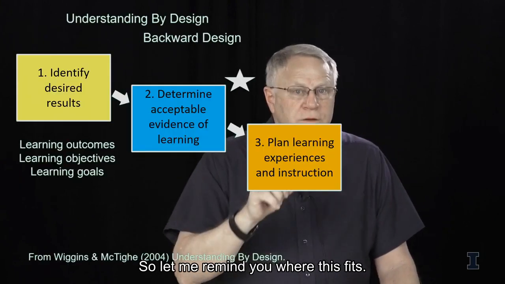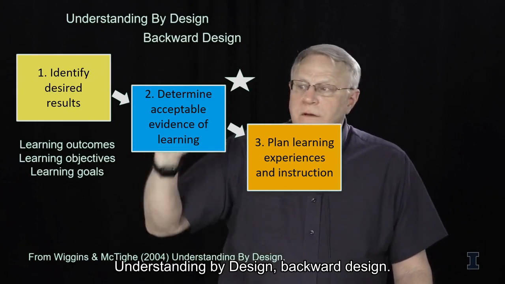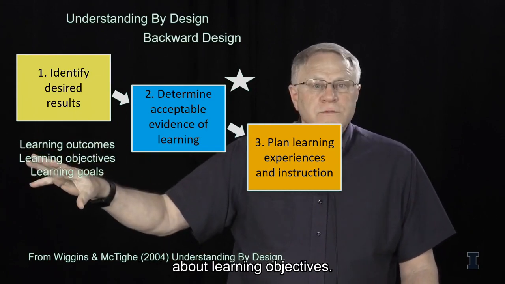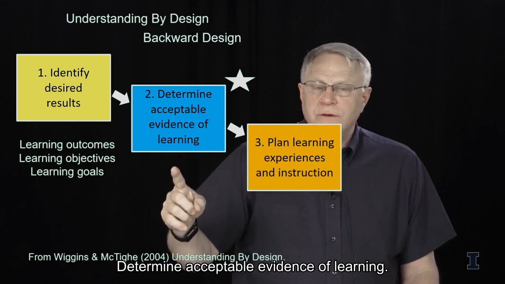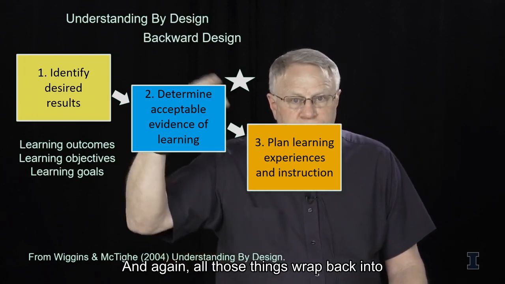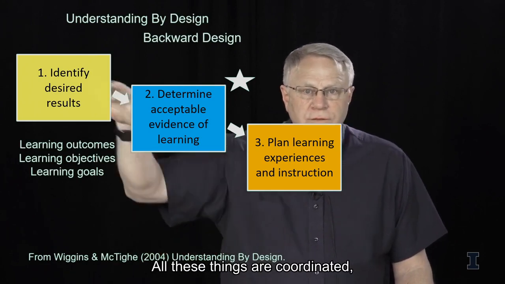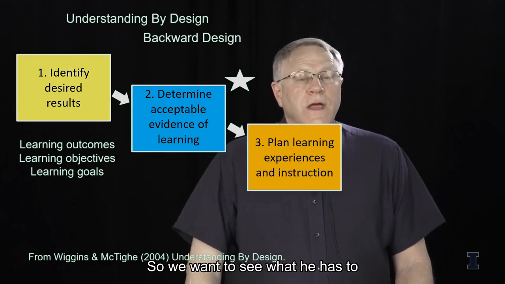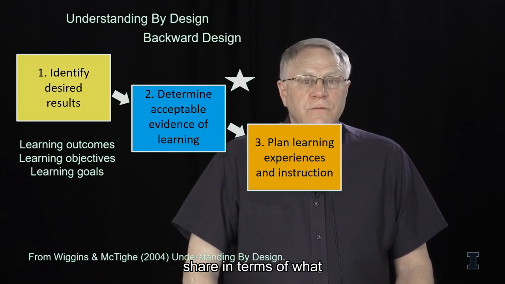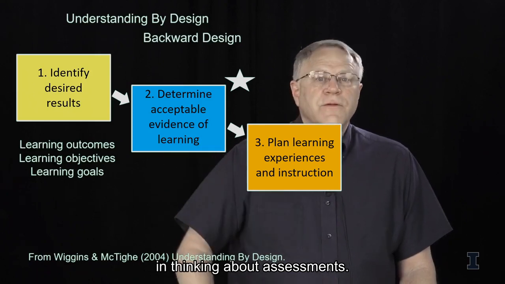So let me remind you where this fits. Understanding by design, backward design. So we've talked about learning objectives. Here, this is the assessment part. Determine acceptable evidence of learning. And again, all those things wrap back into Bloom's taxonomy and learning objectives. All these things are coordinated, if you recall. So we want to see what he has to share in terms of what that department is doing in thinking about assessments.